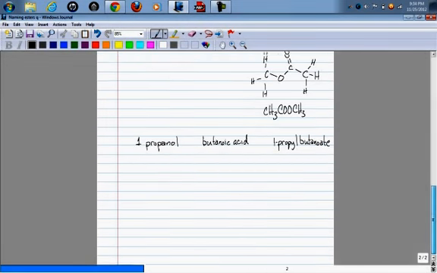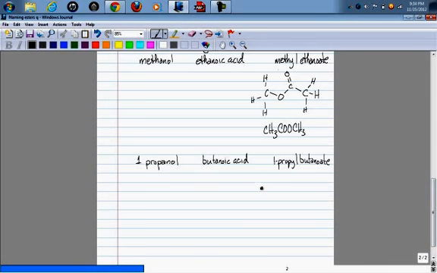And here I'll just write the condensed structural formula. From the butanoate, you'll have CH3, CH2, CH2, COO. The 4th carbon in butanoate is part of the acid group. And then the 1-propanol will be CH2, the OH broke off with that final carbon, and then CH2, CH3.